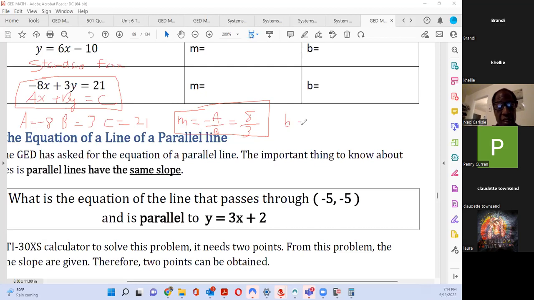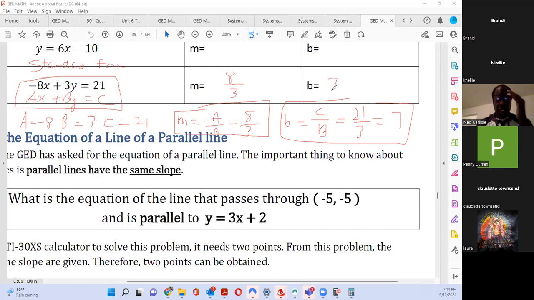To find the y-intercept, it's C over B. What's C? 21. What's B? 3. What's 21 divided by 3? 7. So your y-intercept is 7. Your slope was 8/3 and your y-intercept is 7. Now, if you want to write this equation in slope-intercept form, what would it be?